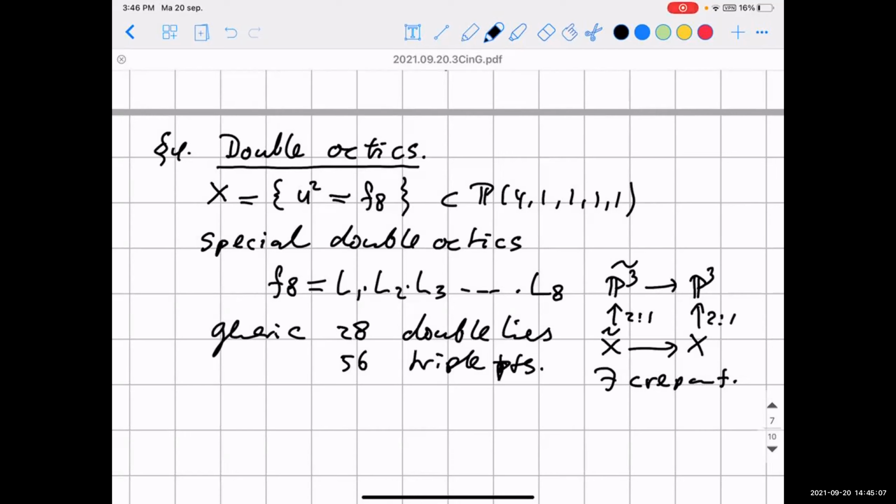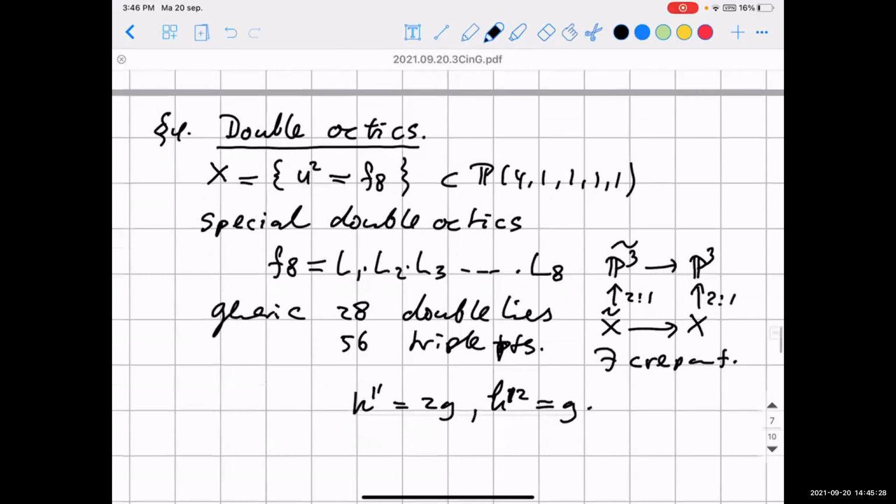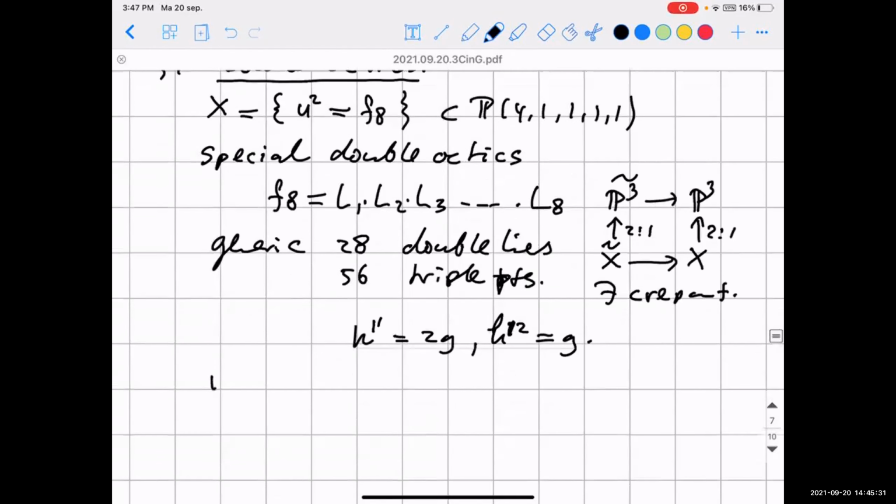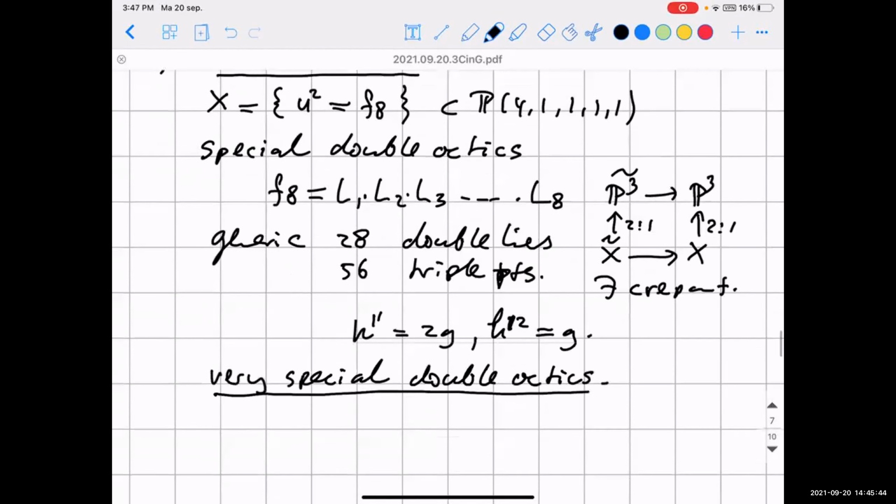And then in this way, you get a crepant resolution of the singularities of this singular space. And so the Hodge numbers for that Calabi-Yau are: h11 is 29, you introduce 28 extra divisors, and h12 is 9, since 8 planes depend on 9 moduli. Now you can also look at very special double octics by taking the planes in special positions, so not in generic position.